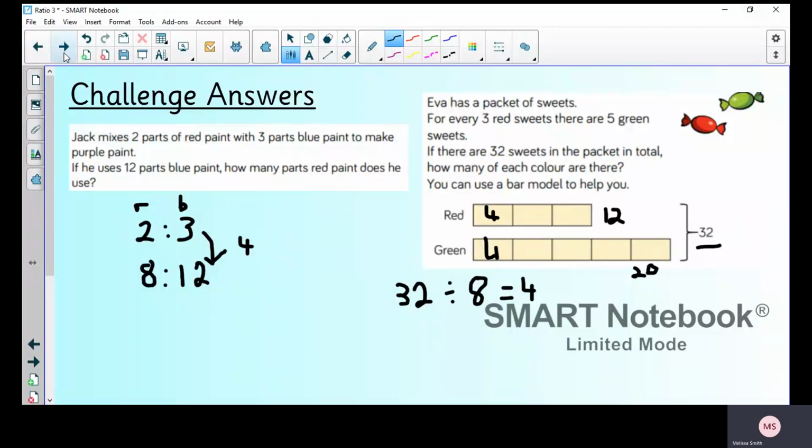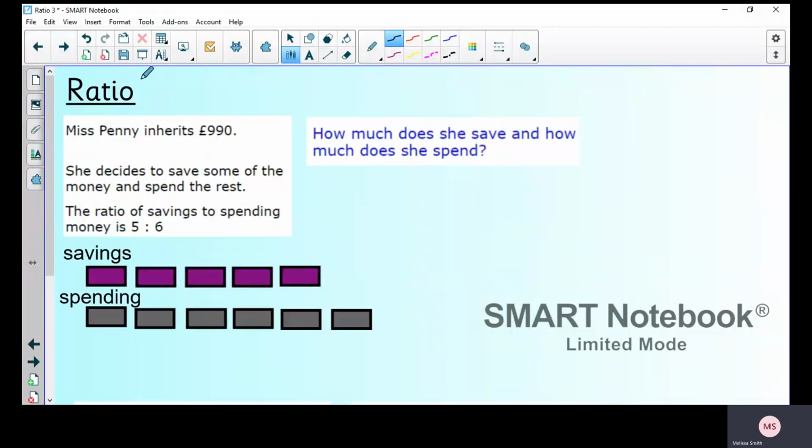Okay, let's have a look at our ratio lesson for today. Today's the last day that we're going to be doing on ratio. Miss Penny inherits £990. She decides to save some of the money and spend the rest. The ratio of savings to spending is 5 to 6. So that means there's 5 parts of saving to 6 parts of spending.